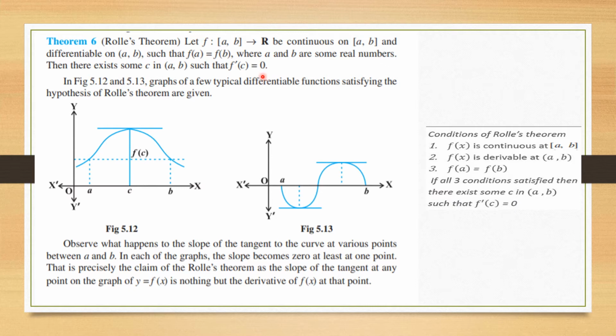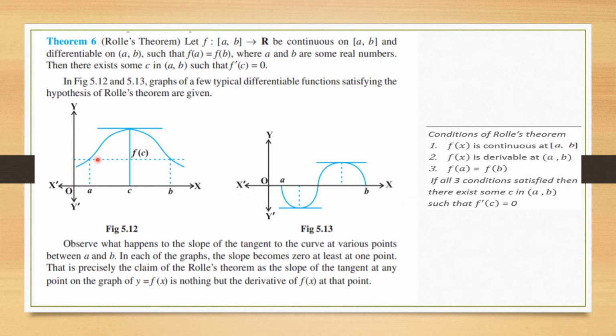Okay, so let us understand, there are three conditions. First is that the function is continuous in the closed interval [a, b]. Second is the function is differentiable in the open interval (a, b). Third is the value of the function at both the endpoints is the same. Then there exists a point c in between this open interval at which the derivative has the value 0. Okay. So let us see geometrically what is the meaning of this statement.